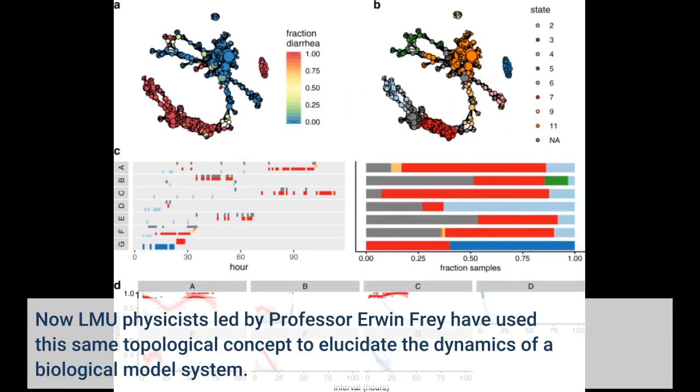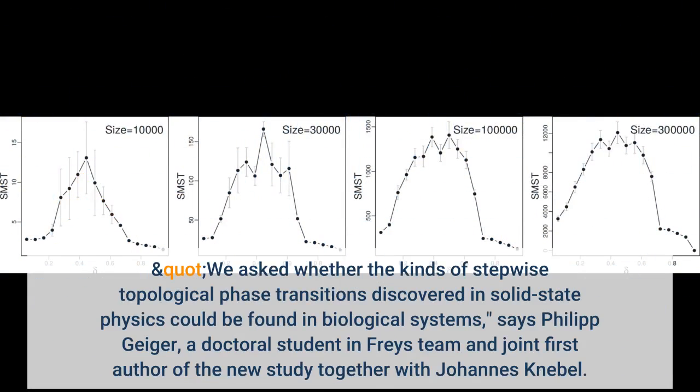Now LMU physicists led by Professor Erwin Frey have used this same topological concept to elucidate the dynamics of a biological model system. "We asked whether the kinds of stepwise topological phase transitions discovered in solid-state physics could be found in biological systems," says Philip Geiger, a doctoral student in Frey's team and joint first author of the new study together with Johannes Nebel.